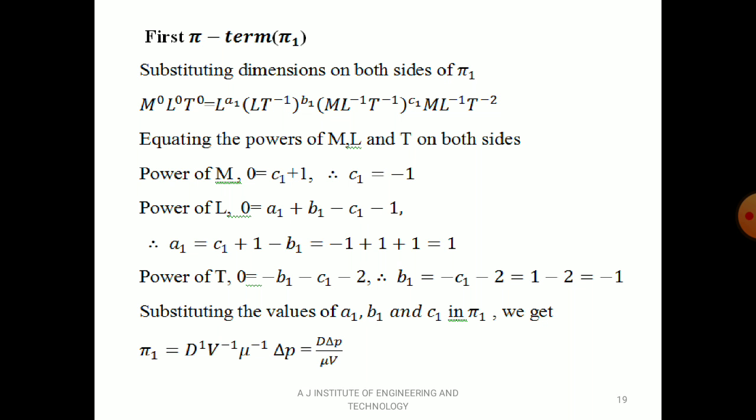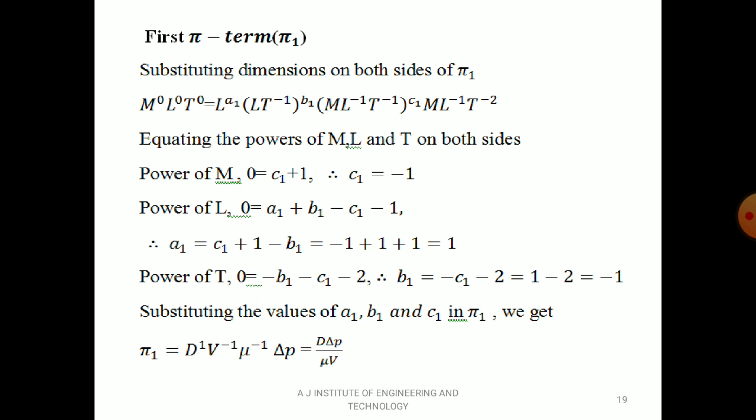So we can write expression like this. A1 equal to c1 plus 1 minus b1, just rearranging. Then equating the power of t. So t to the power 0, t to the power minus b1, t to the power minus c1 and t to the power minus 2. So we get expression for t as equating the power of t as 0 equal to minus b1 minus c1 minus 2. Therefore b1 equal to minus c1 minus 2.